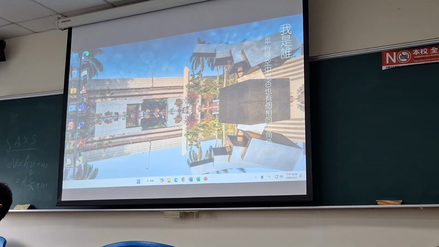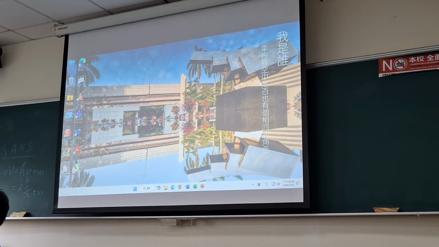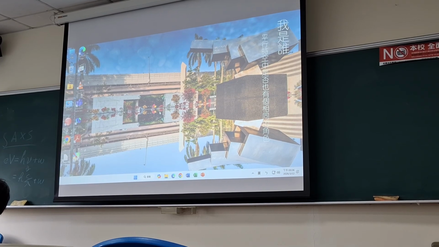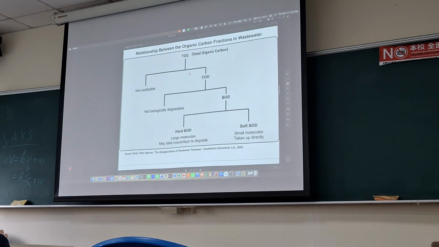TOC stands for total organic carbon. Okay, TOC stands for total organic carbon. So TOC can be separated into oxidable and non-oxidable.